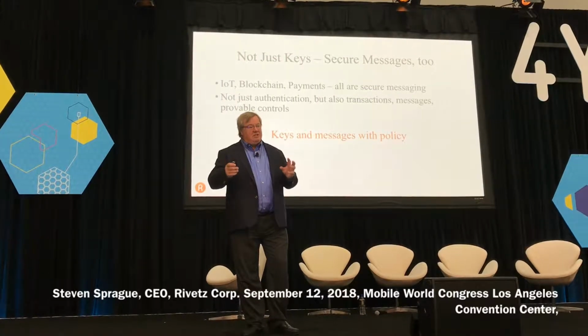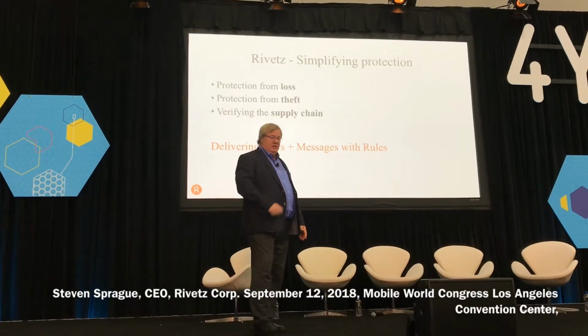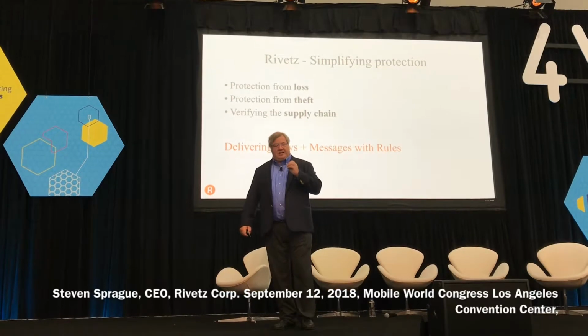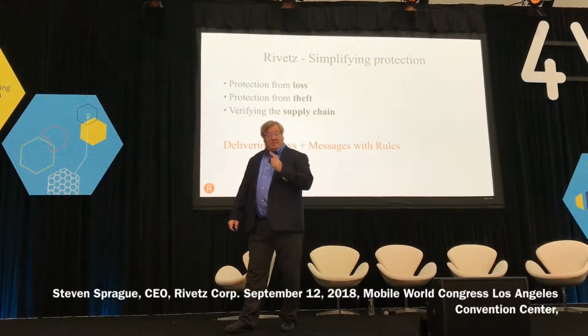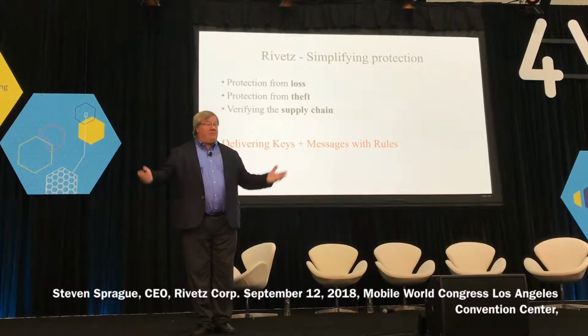So what we need are messages and keys with policy attached. So we have a known device in a known condition that ships it. So the goal here is to simplify protection by protecting from loss, protecting from theft, and verifying the supply chain of the things that provide the protection.